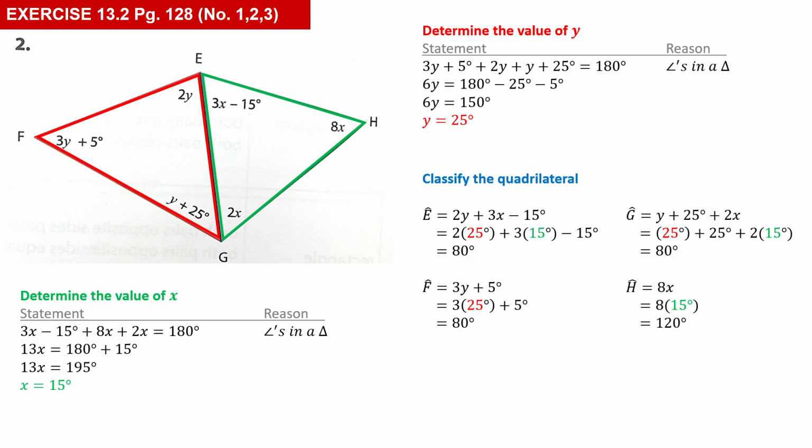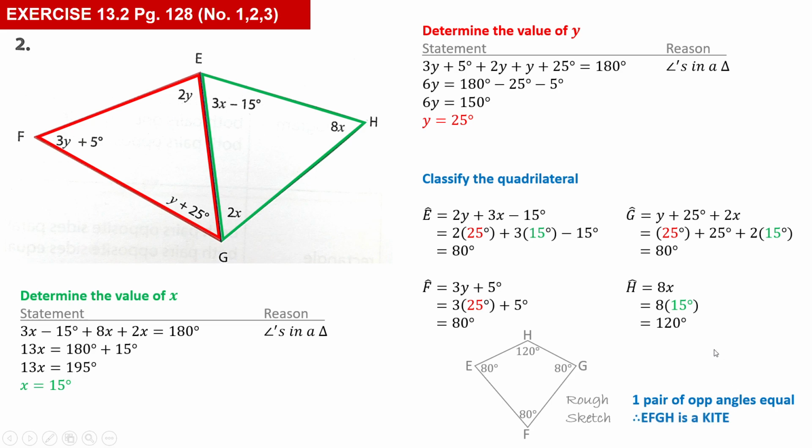If I want to make a quick sketch for myself, sometimes it's difficult to just look at the angles and figure out what type of quadrilateral it is, but it helps to draw a sketch. So if I do a rough sketch of what I'm looking at, that's what it looks like. There are my 3 angles of 80. There's one bigger angle that's 120 degrees, and you can see quite clearly from the sketch that you're working with a kite. The reason it's a kite is because you've got one pair of opposite angles that are equal. So EFGH is a kite.